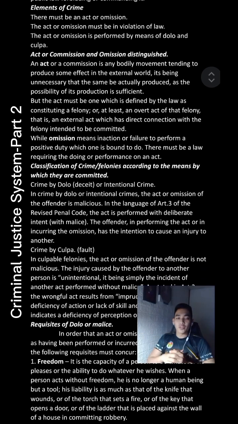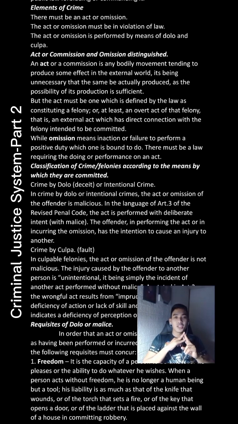So what are the elements of a crime? First, there must be an act or omission. An act must be an overt act. It is an overt act, a physical act. While omission, you are obliged to do, or you have the duty to do, but you failed to do it, or in negligence. And the second element is that the act or omission must be in violation of a law.